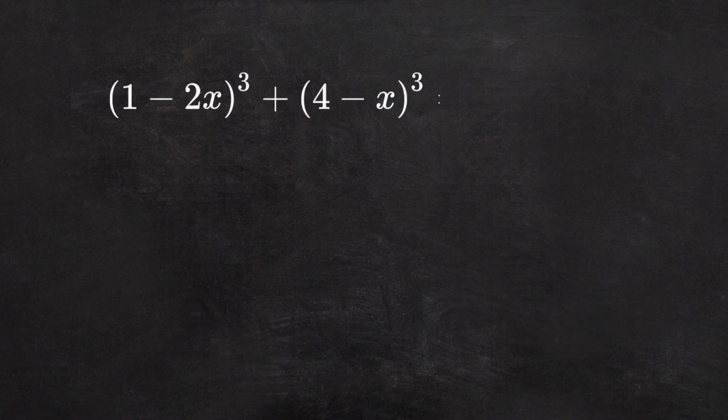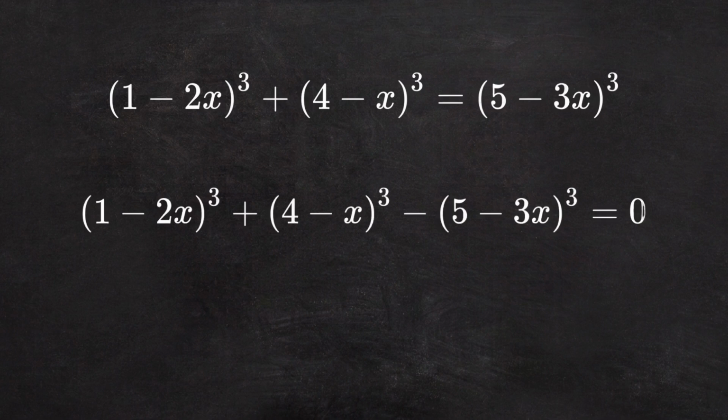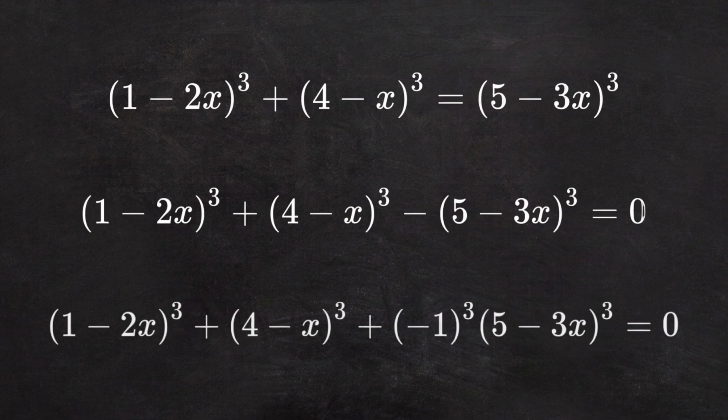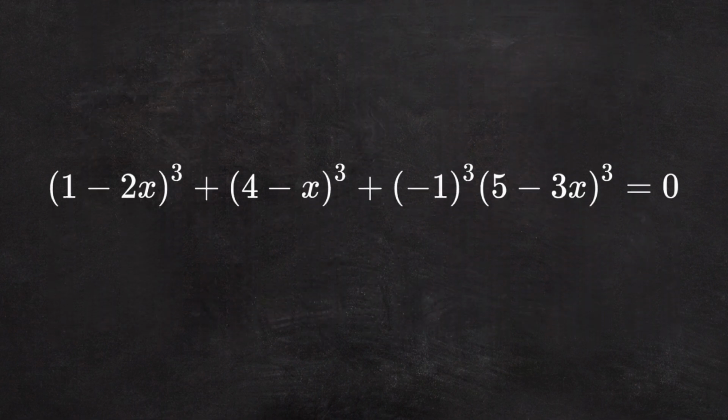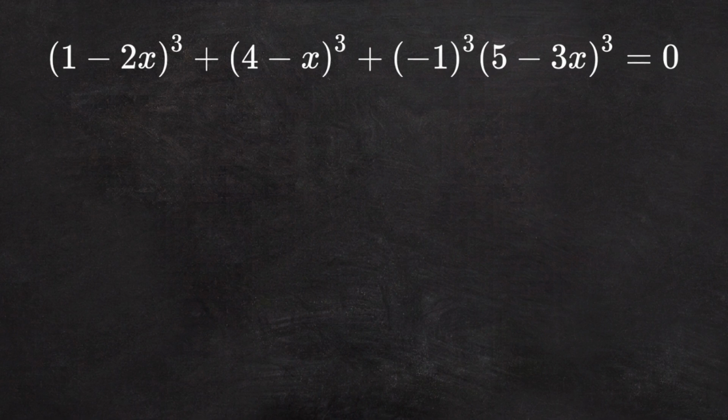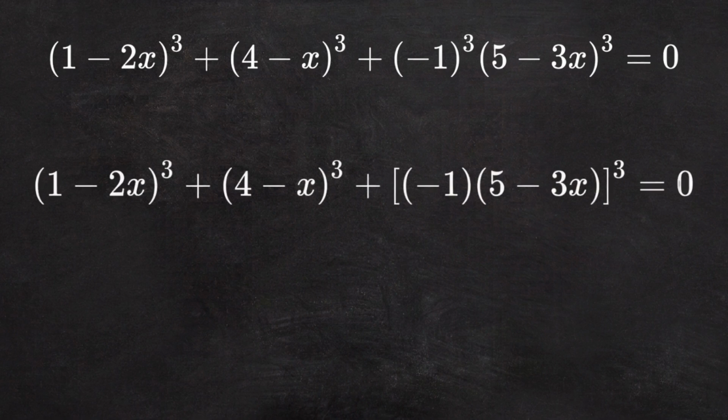Let's solve this equation without expanding everything. First, let's bring all the terms to the left-hand side. We can rewrite the subtracted cube in this form. Using the properties of exponents, we can combine these under a single exponent like this. Simplifying inside the brackets gives us the following form.